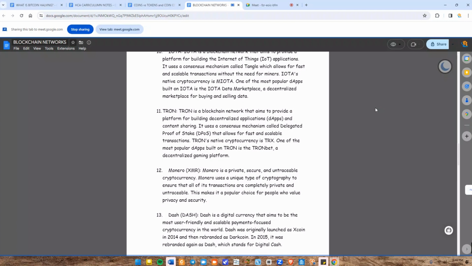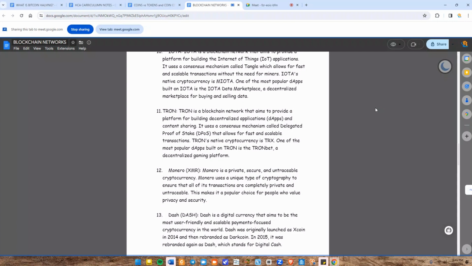Okay, this makes it a popular choice for people who value privacy and security, and for illegal or legal deals, because a lot of people basically use Monero. Those drug lords, those people who sell guns, those people who commit some crazy crimes on the internet, they would prefer to use Monero because of its private and secure and untraceable nature.